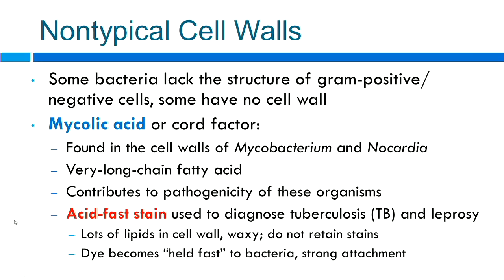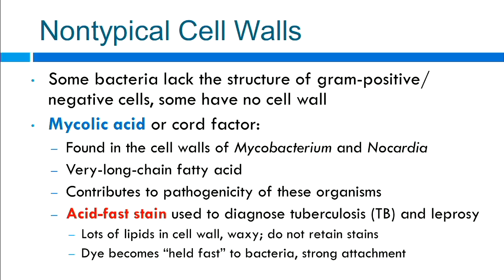Now here's all the weird things. If you're not gram-positive or gram-negative, some of them are something in between, so we'd say they don't really have completely positive or negative. Some do not have a cell wall. Those are the really weird ones. Some of them might have something called mycolic acid. Another name for mycolic acid is cord factor. I'm just going to call it mycolic acid, but I put that in there in case your lab book calls it something else. They would be in Mycobacterium, Nocardia.